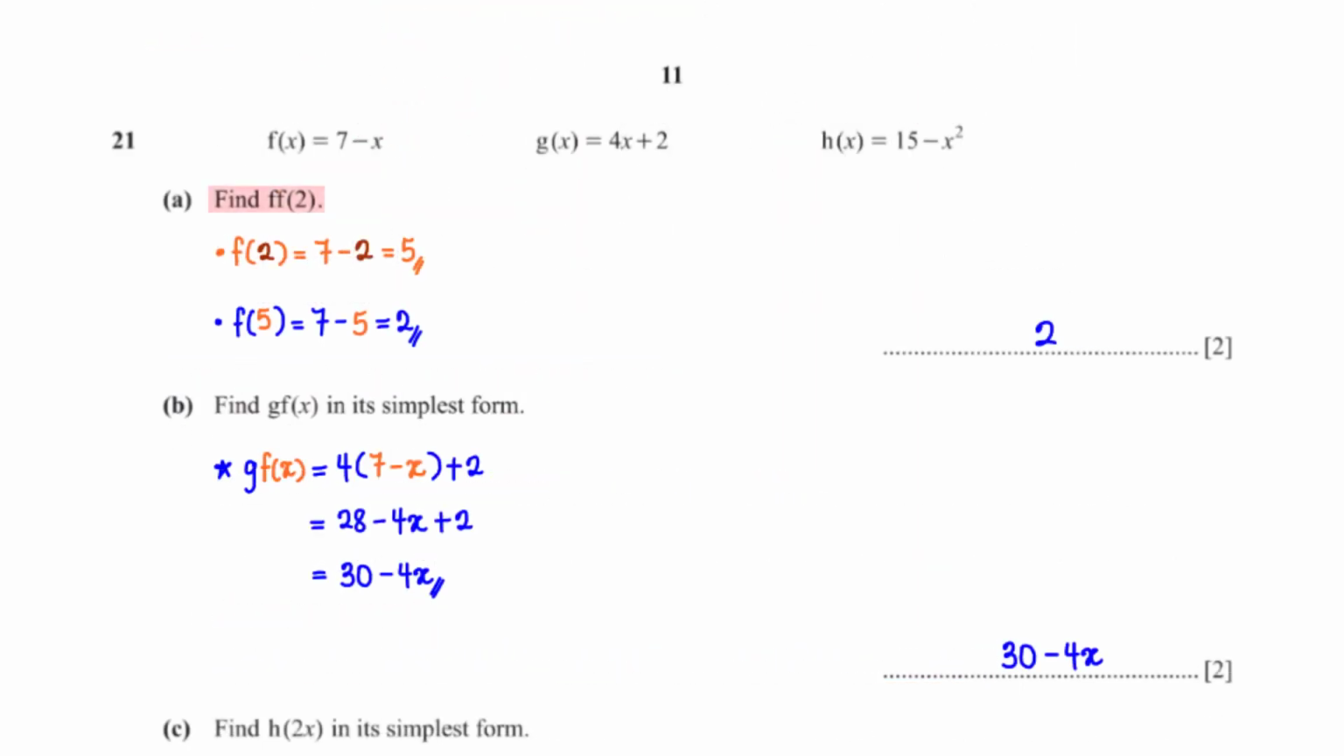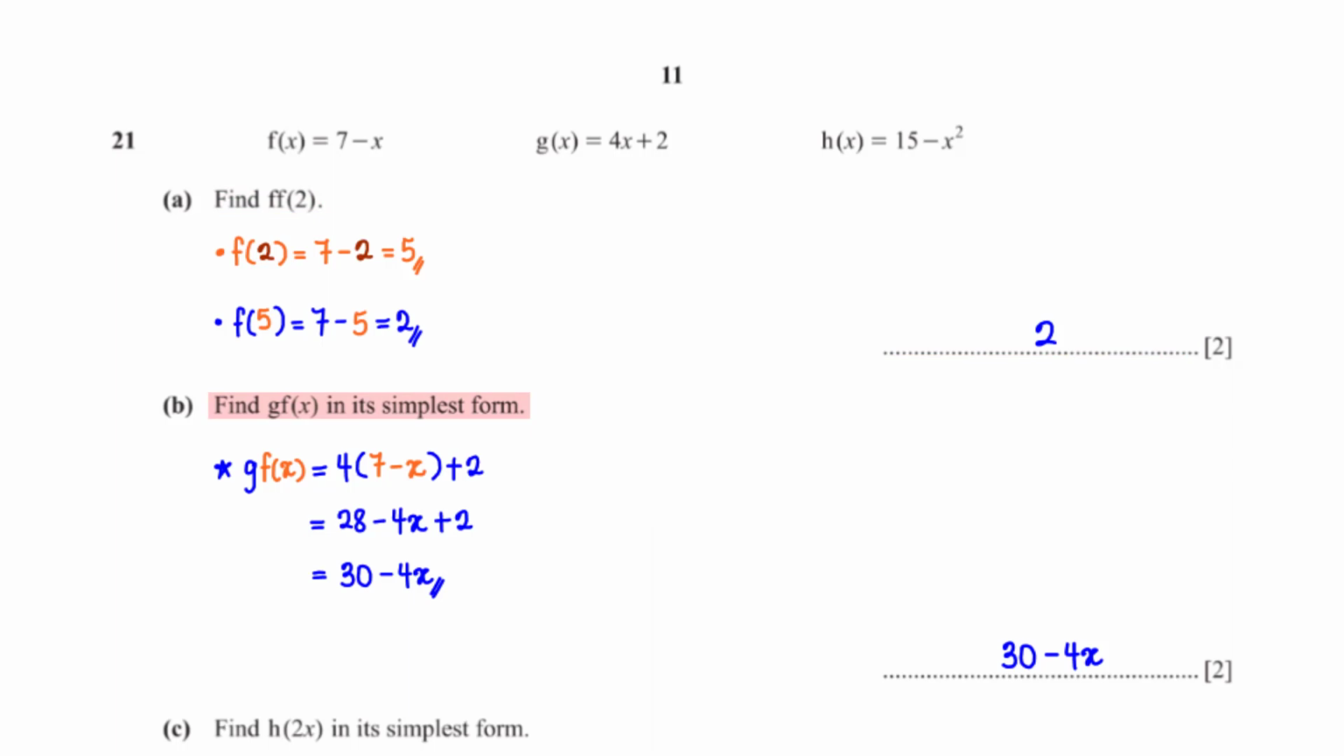Find f of 2. First, let's find f of 2. To get f of 2, we replace x in f of x with 2. This gives us 7 minus 2, which is equal to 5. So now to get f f of 2, we replace x in f of x with f of 2, which we found to be 5. So we have 7 minus 5, which is equal to 2.